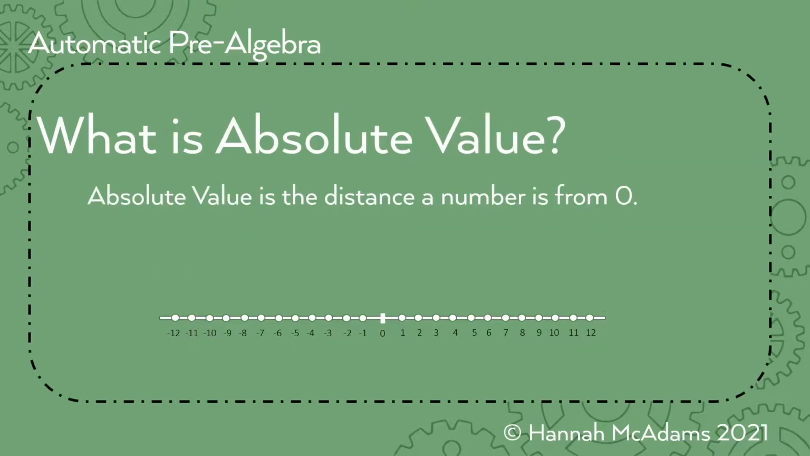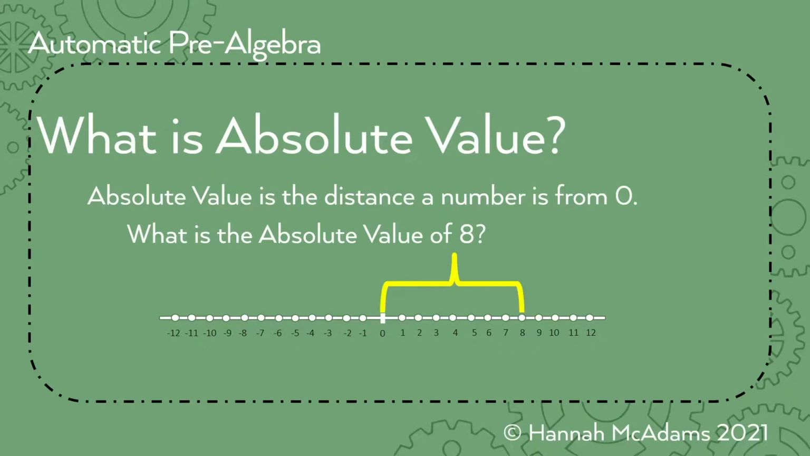Okay, let's talk about absolute value. Absolute value is the distance a number is from 0. Okay, so for example, what is the absolute value of 8? This is not a hard question. It means how many of these little circles on the number line are there from 0 to 8? 8. So you can count that 1, 2, 3, 4, 5, 6, 7, 8. Okay, that's the distance from 8 to 0. Now that seems like, well, duh, right?